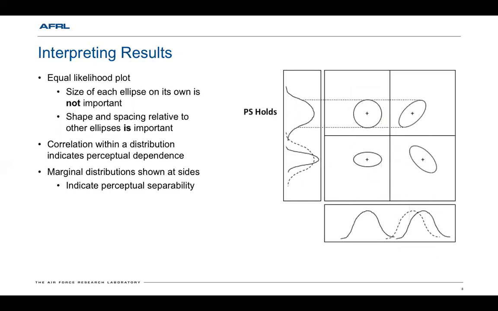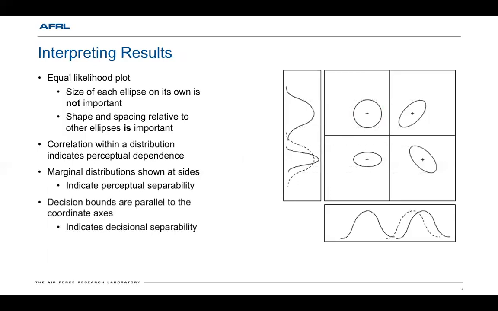Likewise, perceptual separability holds for the second level of the y dimension with respect to the x dimension, but fails for the first level because these marginal distributions have significantly different variances. Note also that in this example, the decision bounds are parallel to the coordinate axes in accordance with decisional separability.